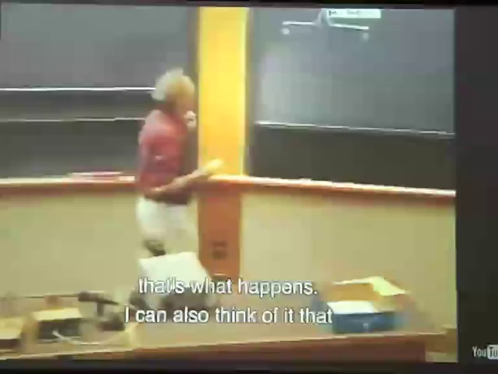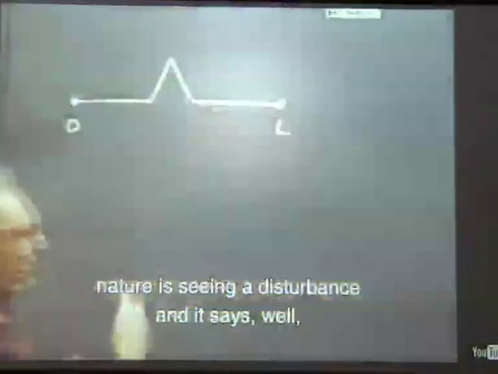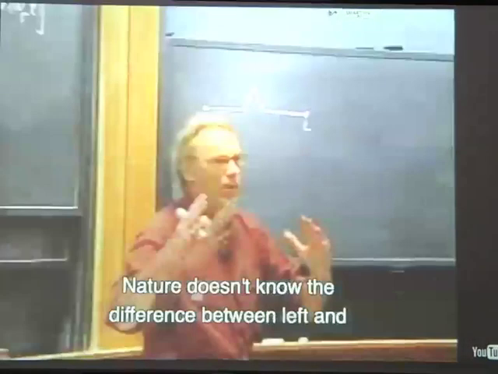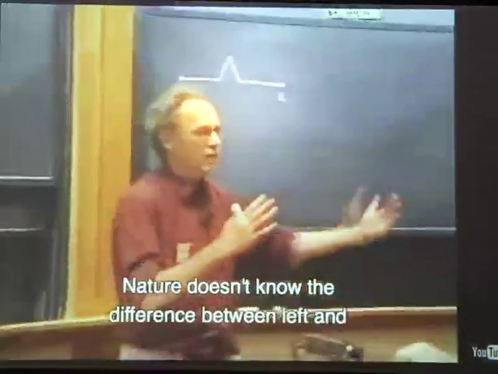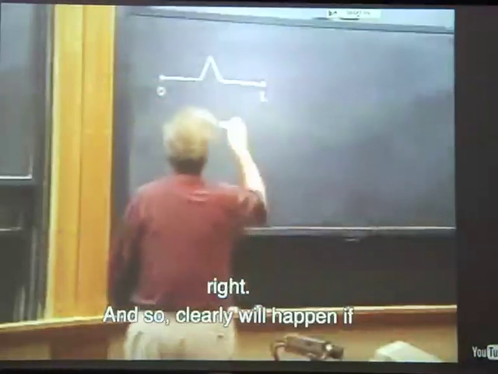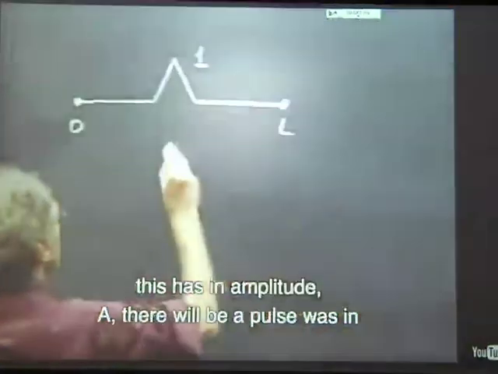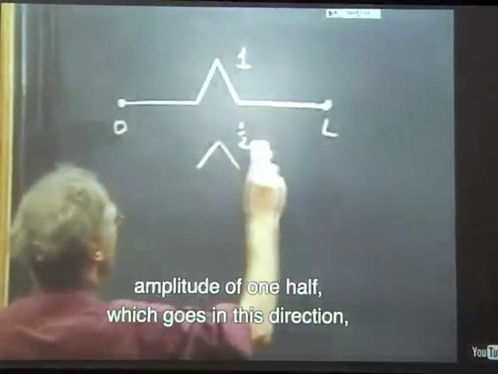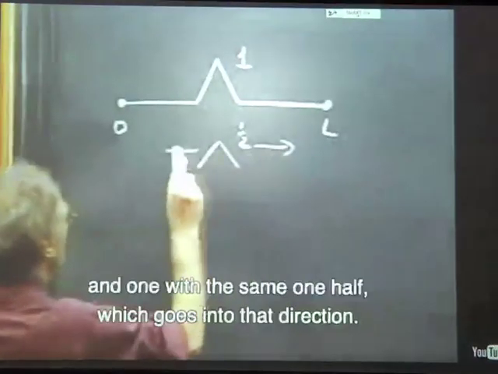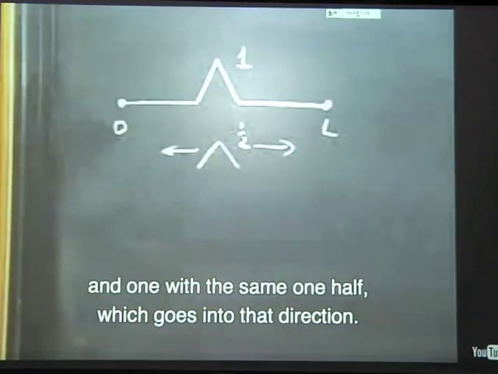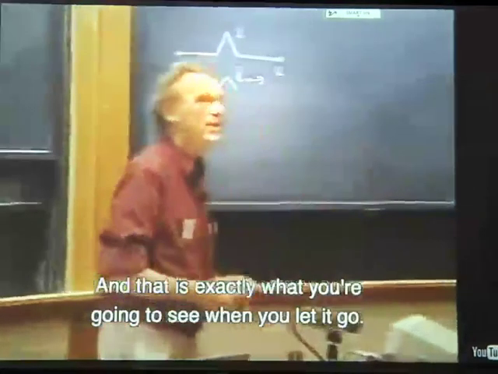I can also think of it that nature is seeing a disturbance, and it says, well, we're going to propagate this disturbance. Nature doesn't know the difference between left and right. And so clearly what will happen, if this has an amplitude A, there will be a pulse with an amplitude 1/2 which goes in this direction, and one with the same 1/2 which goes in that direction. And that is exactly what you're going to see when you let it go.